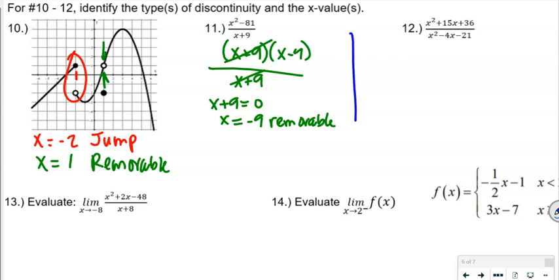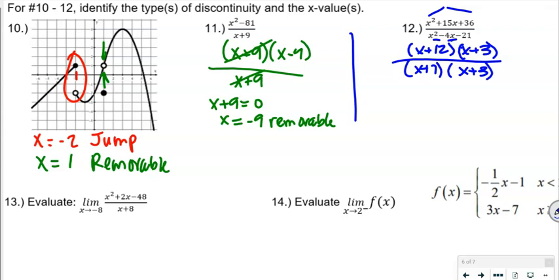All right, let's factor this next one. So here again, I'm looking at what are the factors of 36 that add up to be 15. And so I got x plus 12 and x plus 3. Then what are the factors of negative 21, sorry, that add up to be negative 4? And that's going to be x plus 7 and x plus 3 again. So again, notice here that these guys are going to cancel each other out. So that's going to be x plus 3 equals 0. So x equals negative 3. That's going to be another removable, right?